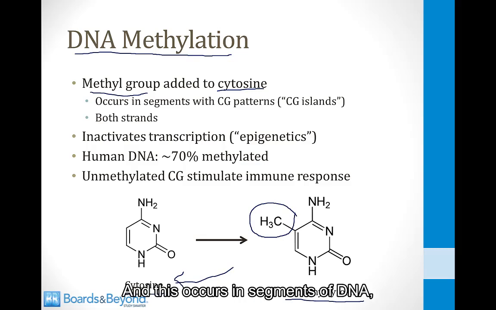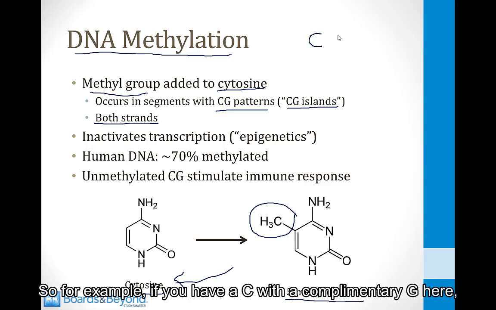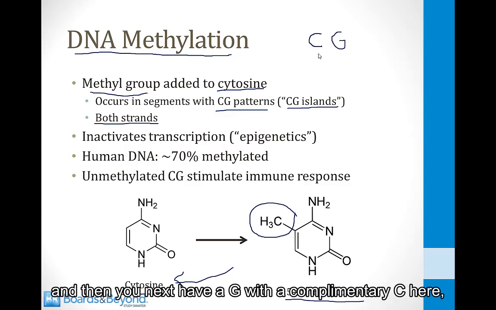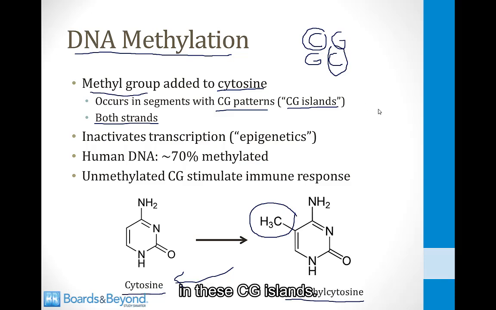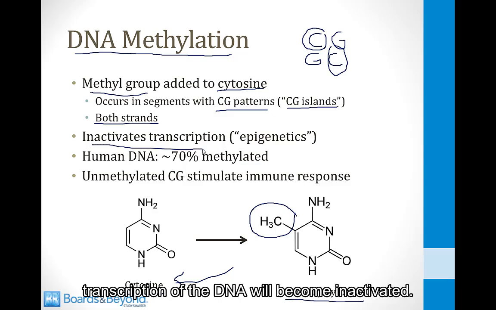This occurs in segments of DNA where there are repeating CG patterns. These are called CG islands. What will happen is the cytosines will be methylated on both strands. So for example, if you have a C with a complementary G here, and then you next have a G with a complementary C here, the cytosine on both strands will become methylated in these CG islands. And when this occurs, transcription of the DNA will become inactivated.